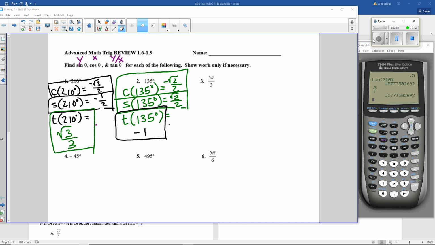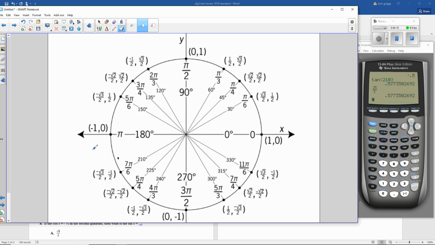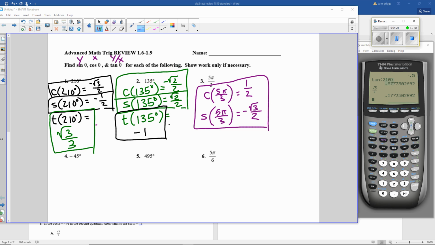Let's real quickly do one that's in radians. You should have already converted 5 pi over 3 to degrees in your unit circle. And you'll notice 5 pi over 3 is equivalent to 300 degrees. So this is where we're going to get the cosine value, because cosine goes with x. This is where we're going to get the sine value, because sine goes with y. So there's cosine and sine.